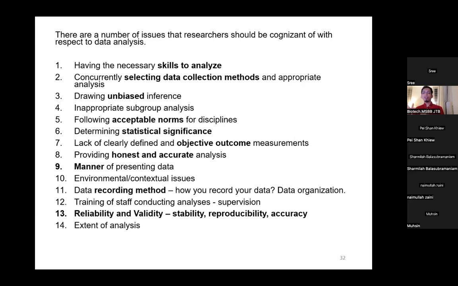Drawing unbiased inference, so you want to remove the biased one and so on, right? So how are you going to do that? Inappropriate subgroup analysis, following acceptable norms of the discipline, determining statistical significance, right? Lack of clearly defined and objective outcome measurements, providing honest and accurate analysis.